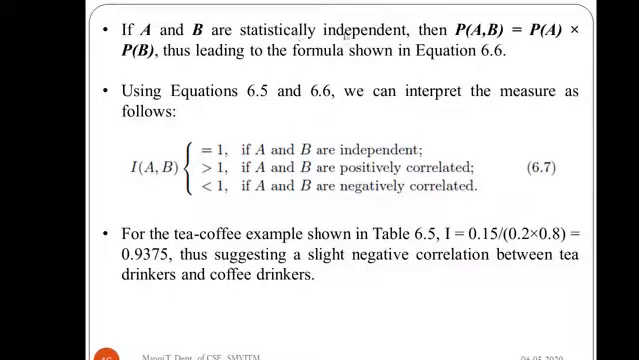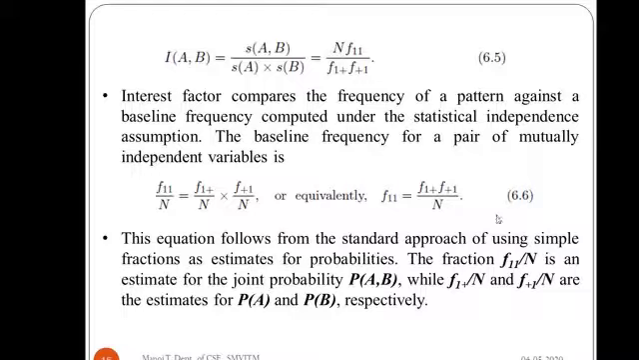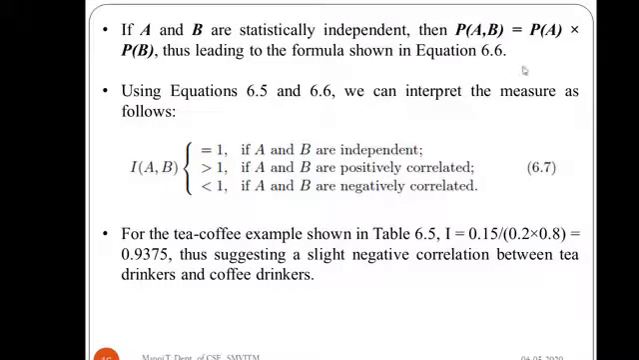So if A and B are statistically independent, then we can write P of A comma B equal to P of A into P of B, thus leading to the formula shown in equation 6.6. If you want to understand more about independent events and joint probability, you can refer to any probability textbook. You will get the basic definitions and theorems, because the core focus of this video lecture is not probability theory. It is a very simple thing. If event A and event B are occurring independently, then you can write it like P of A into P of B.